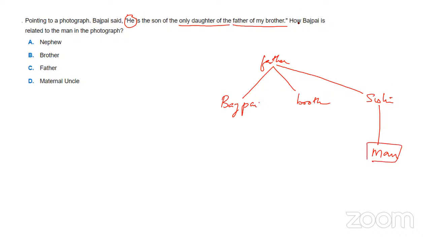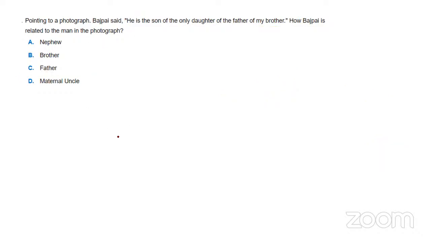So the question here is, how is Bajpayee related to the man in the photograph? Bajpayee is going to be the maternal uncle, because the man's mother's brother is Bajpayee. It's on the mother's side. So maternal uncle would be the correct answer in this case.